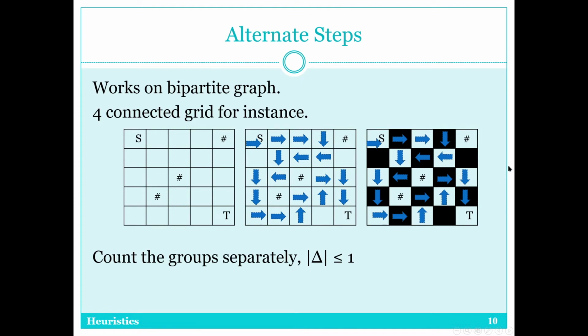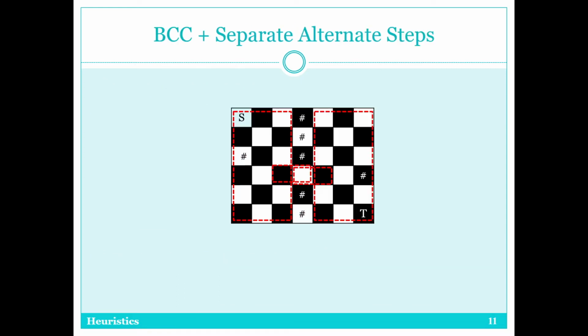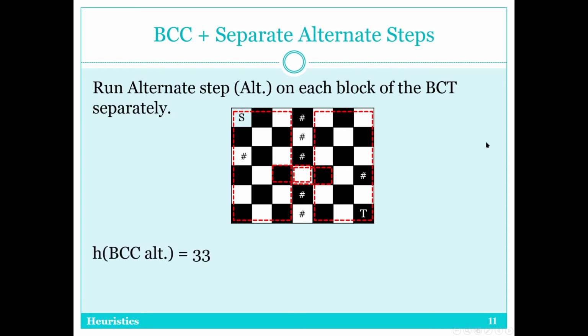Please notice that this heuristic can be applied on top of the reachable heuristic and on top of the biconnected component heuristic. The alternate step heuristic can be used on top of the reachable heuristic and the BCC heuristic. This example shows that we can do this separately. If we run the alternate step counting over each and every block of the block cut tree, the BCC output, you can see that we can get a lower value.